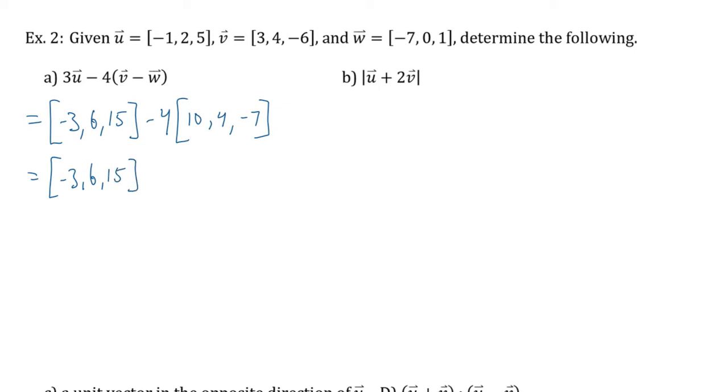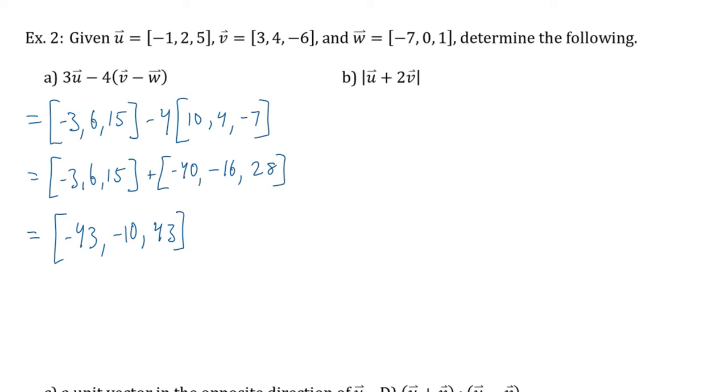And you can multiply by -4 and add, or you can multiply by +4 and subtract. Let's do it by -4 and add. So -40, -16, +28. Now I got -3 plus -40, which is -43. 6 minus 16 is -10. And 15 plus 28, I believe that is 43. Okay, and that one is done.